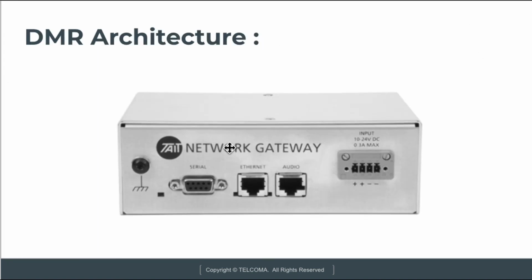So this is a network gateway, the TN8271 network gateway. So these are a few of the network elements of the DMR architecture. We will discuss the other elements in our next chapter. So this is all about the DMR architecture. Thank you.